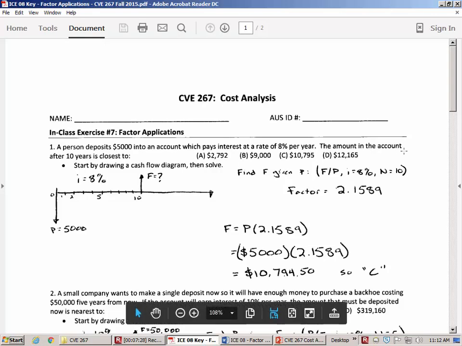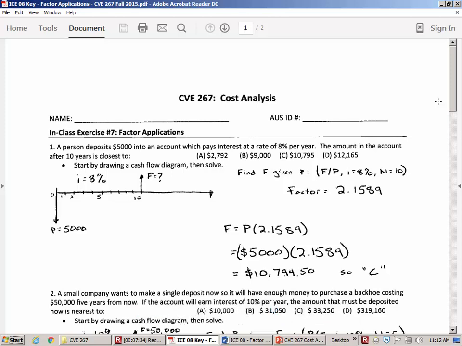All right, so let's look at this first one just to make sure we're on the same track of how to use the factors and how to do cash flow drawings. Okay, so the arrow is down because they're making a deposit at year 0. I've labeled it. You don't just put the amount. For full credit, you need to put the label. So here P equals 5,000.